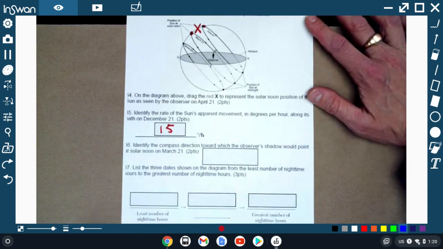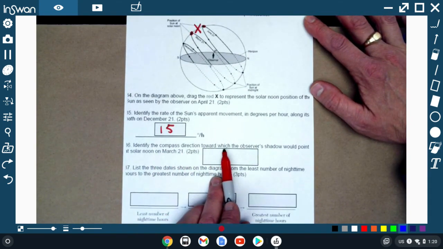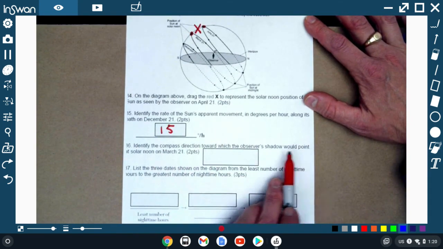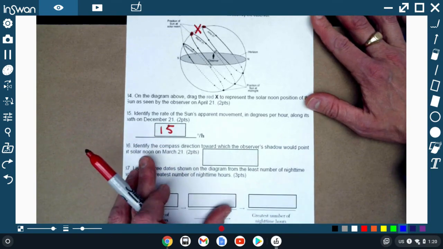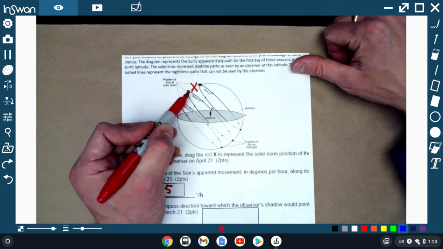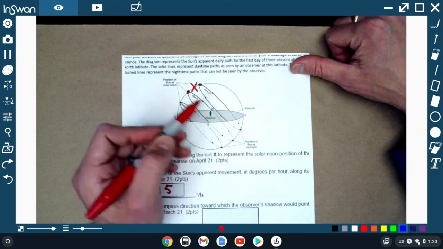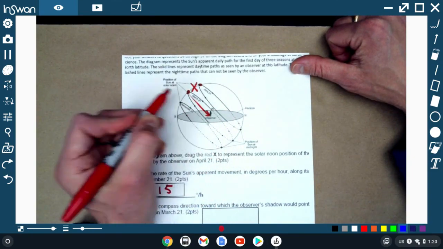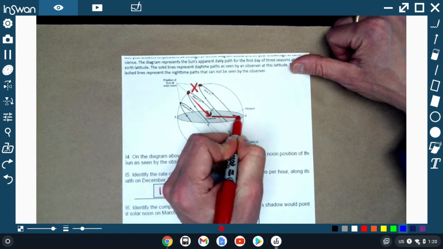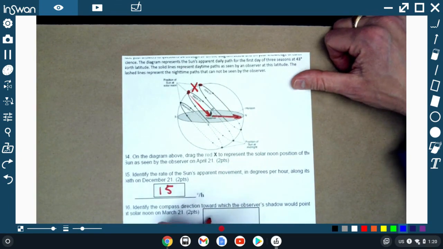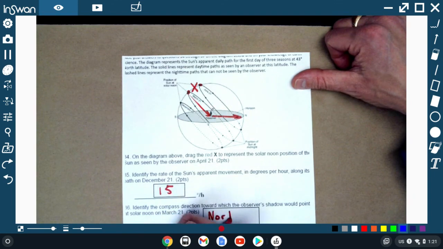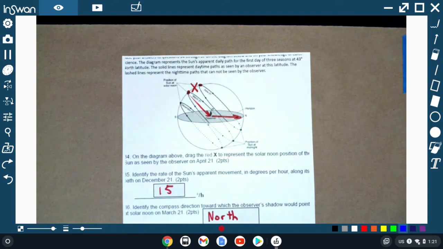Now, question 36. Identify the compass direction toward which the observer's shadow would point at solar noon on March 21st. So here it is, March 21st. Here are our compass directions, north, east, south, west. So the rays come down here, and then your shadow will go directly behind you, and that points towards the north. It actually does not matter which day of the year it is. At solar noon, your shadow will always point north.